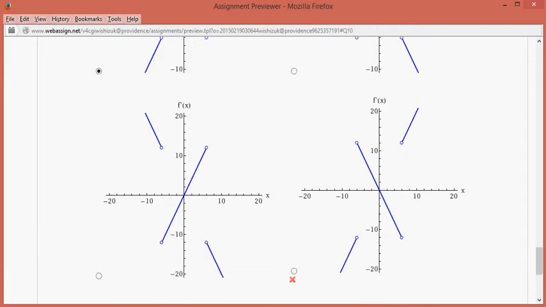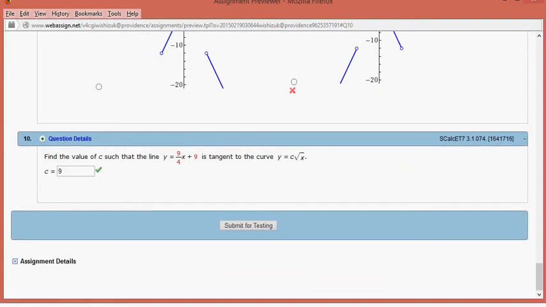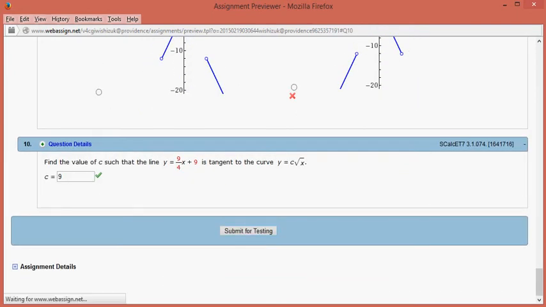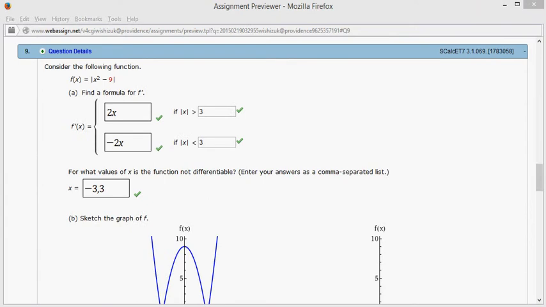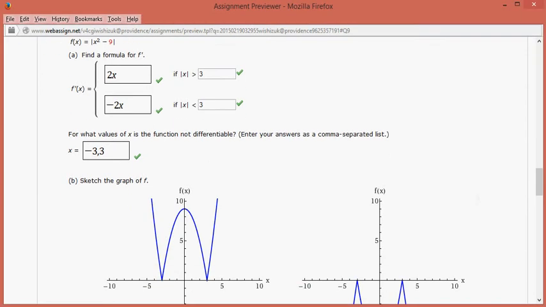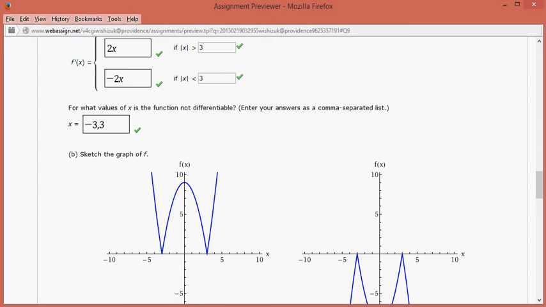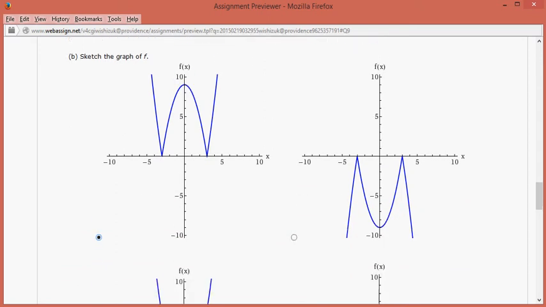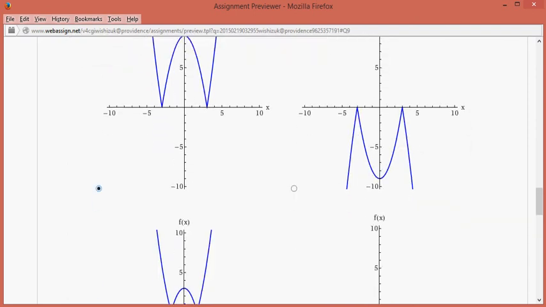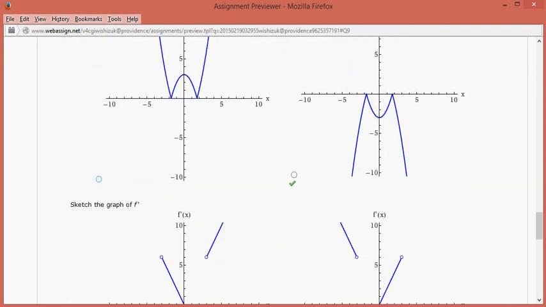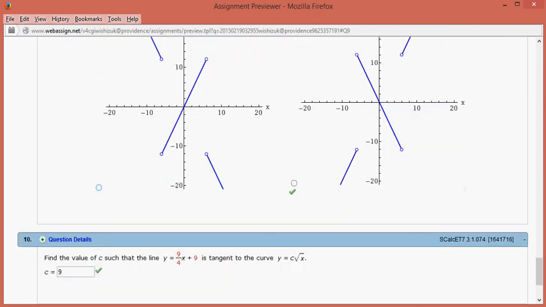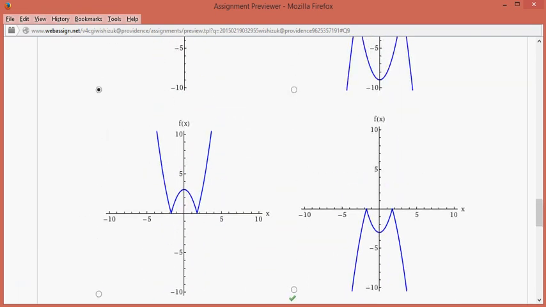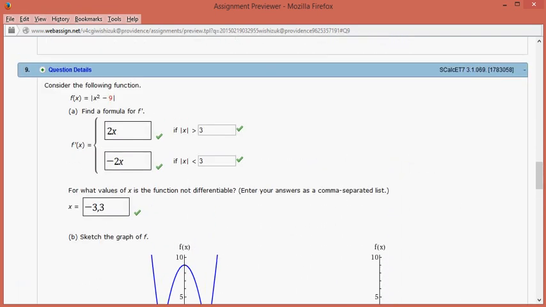All right, so let's check submit for testing. I came back and it looks like we got this one correctly. The function is not differentiable at negative 3 and positive 3, and we got the picture correct and the derivative correct. All right, that's it. I hope that this was clear.